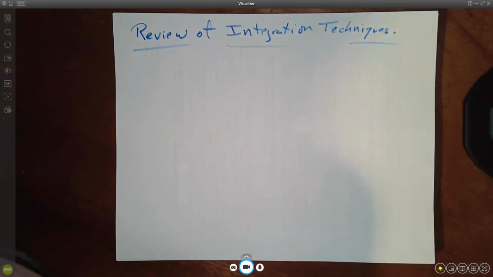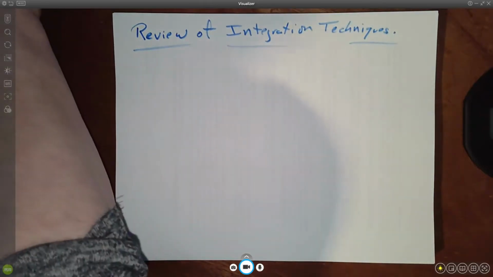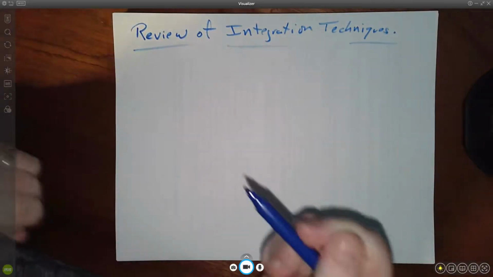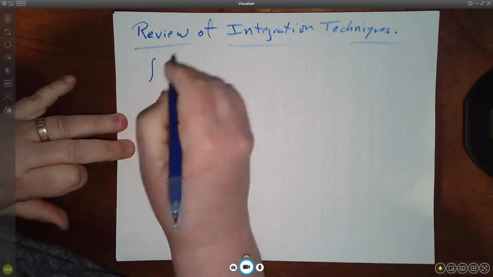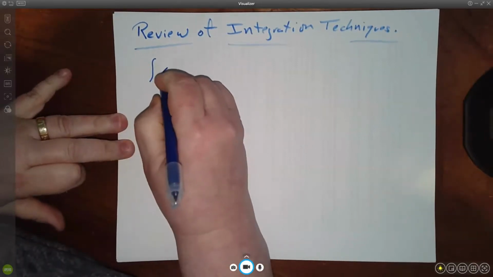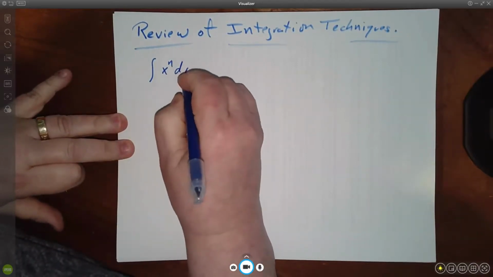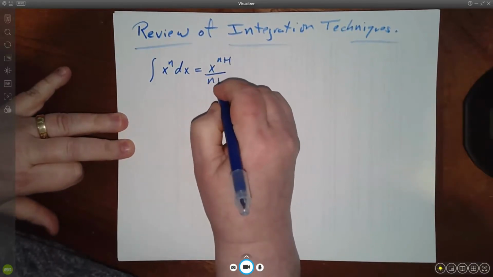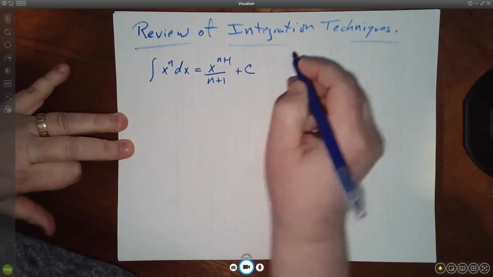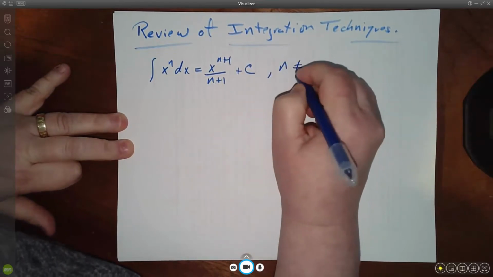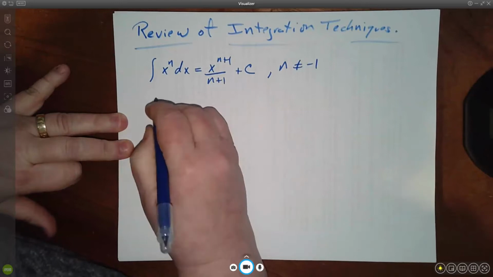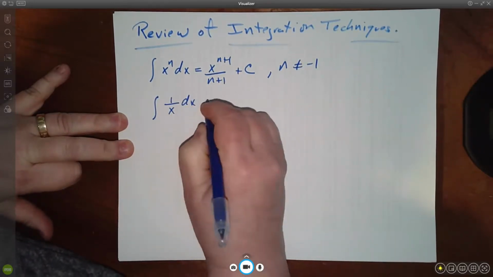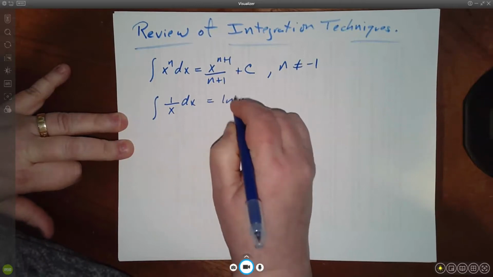Okay, it seems like pretty much everyone is okay with the basic power rule. So if you have the integral of x to the n dx, you'll get x to the n plus 1 over n plus 1 plus c, of course, as long as n does not equal negative 1. If n does equal negative 1, that means you're integrating 1 over x, which is the natural log of x, plus c.